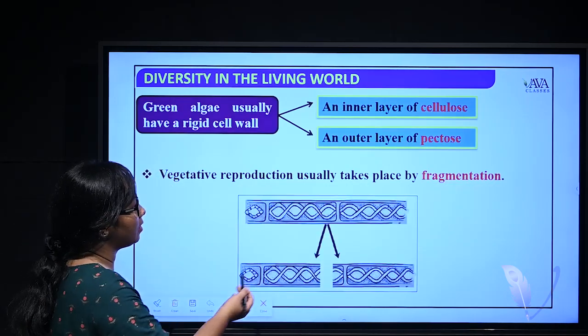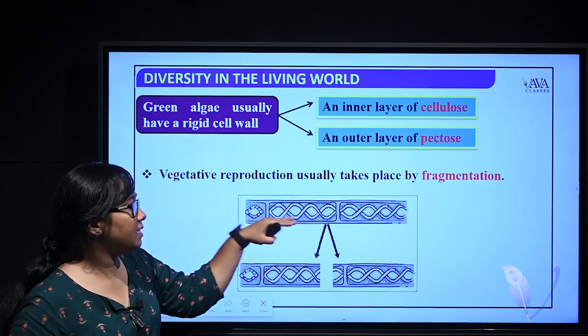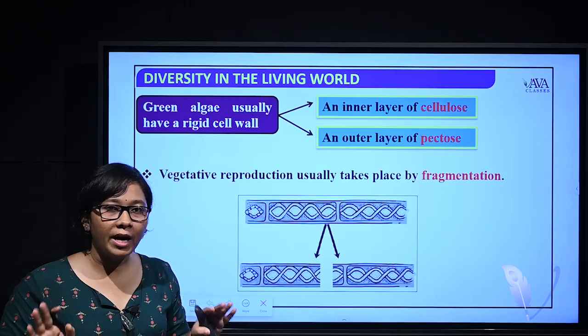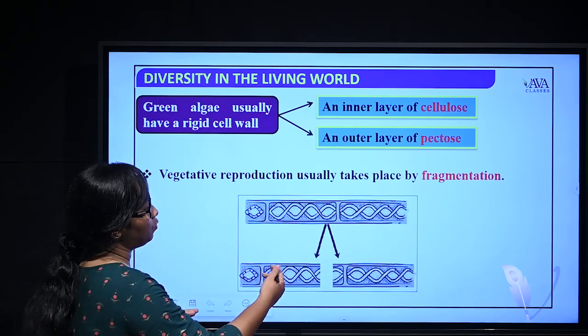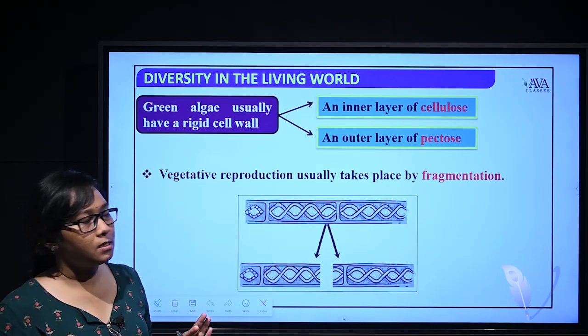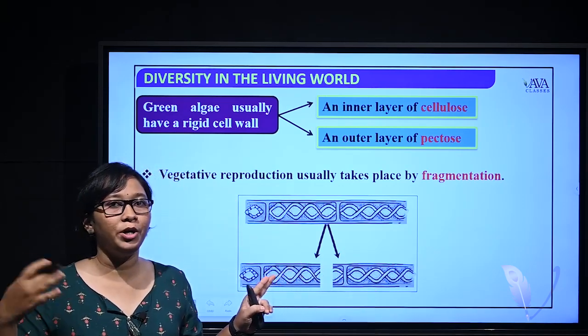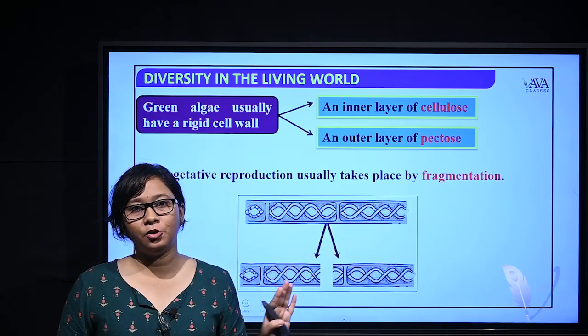Here, for example, it is a freshwater algae called Spirogyra. Spirogyra might break into two fragments by accidental water currents, and each fragment has the potential to grow into a complete plant body. This is the fragmentation process.